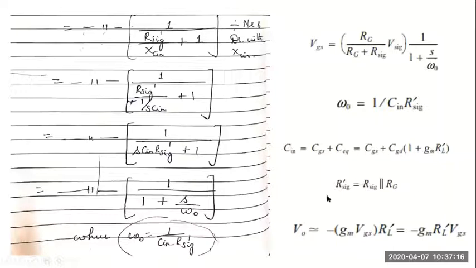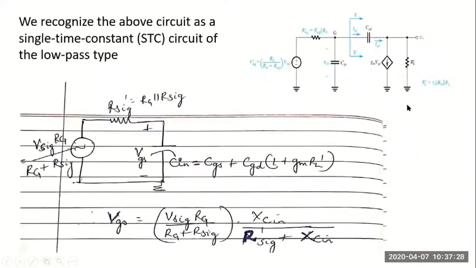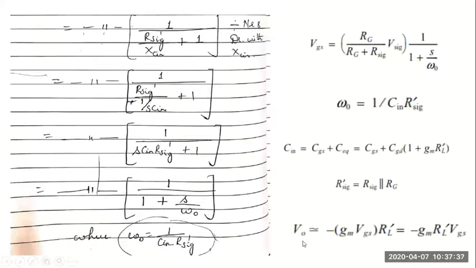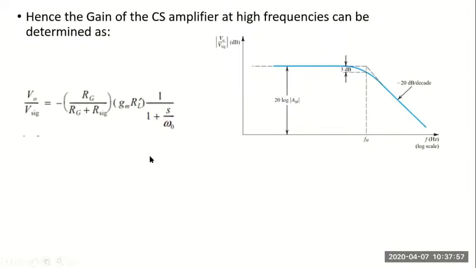Using this, I want to find the output voltage of this circuit. What is the value of V naught? It is minus Gm VGS into RL dash. So the output voltage is minus Gm VGS into RL dash. We substitute for VGS using this equation. See the first equation here, on the right side, that gives me the expression for VGS in terms of Vsig. So you substitute for VGS.